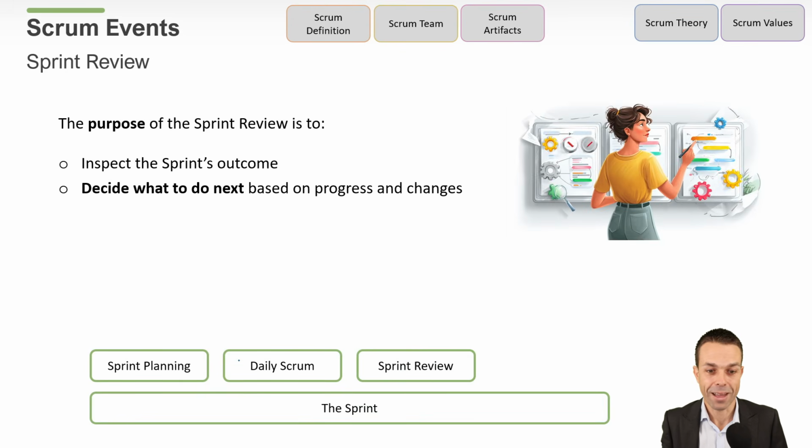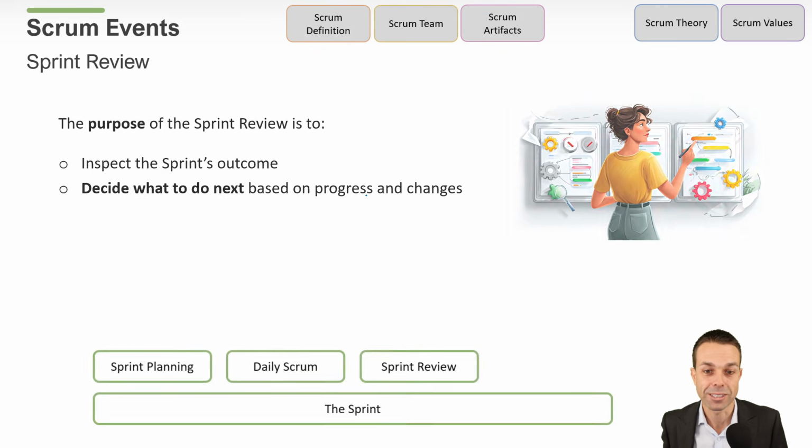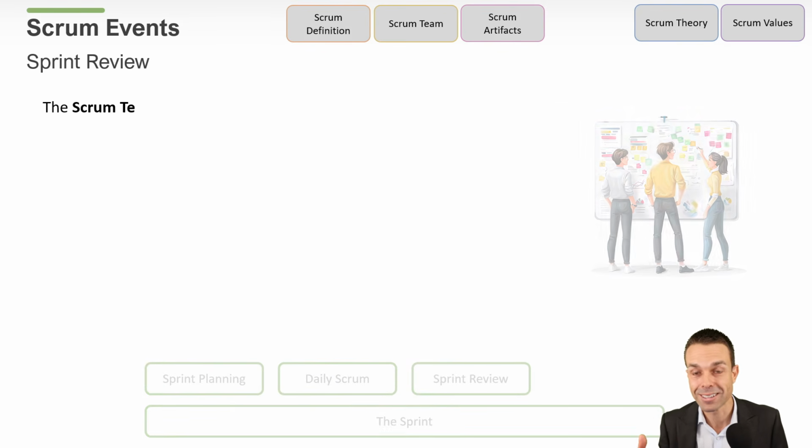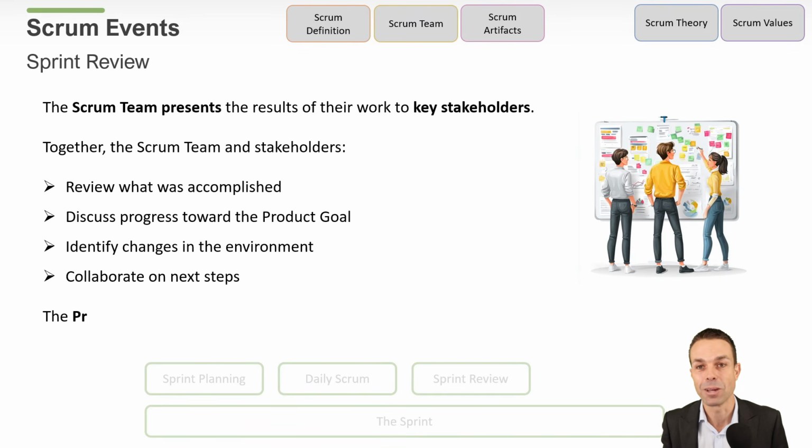Now, once we've done that and we've delivered a little increment of value, we can review that with our customer. That's our sprint review. The purpose of the sprint review is to inspect the sprint's outcome. And remember, it has to be empiric. It's empiricism. It's real. It's a real item that we can see, feel, and touch. Decide what to do next based on progress and changes. So does the customer like it? Do they have any feedback? Do they need changes? Then we can adapt.